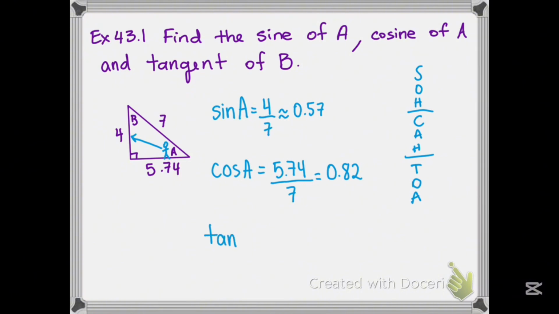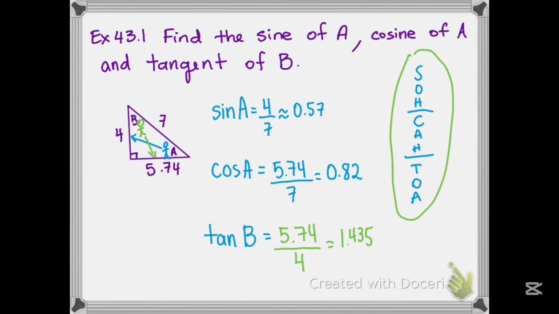Finally, they ask us to find tan of B. So now I have to look from the other perspective, from angle B. So I have to draw myself here. And tan is opposite over adjacent. So opposite of B is 5.74, and adjacent is 4. And if I put that in the calculator, I get 1.435, or I can round to 1.44. And that's it. Very simple. You just have to memorize these of SOHCAHTOA so that you can visualize where they go.